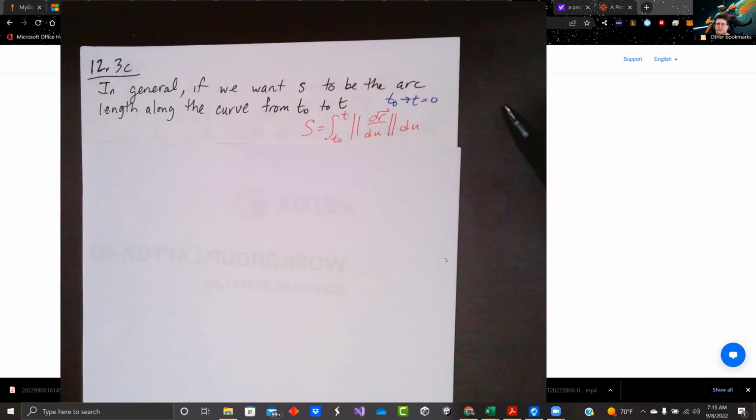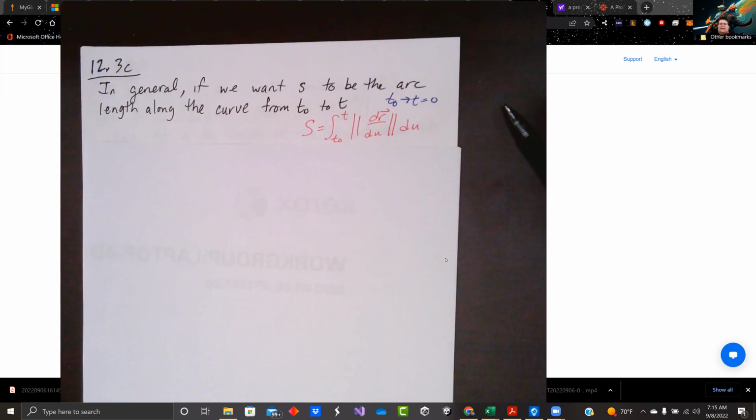We're still working on changes of parameters, using arc length. And this is another example we're going to want to do. The last sections had a little bit easier examples. This one's going to be a little more challenging. Let's just jump right into it.